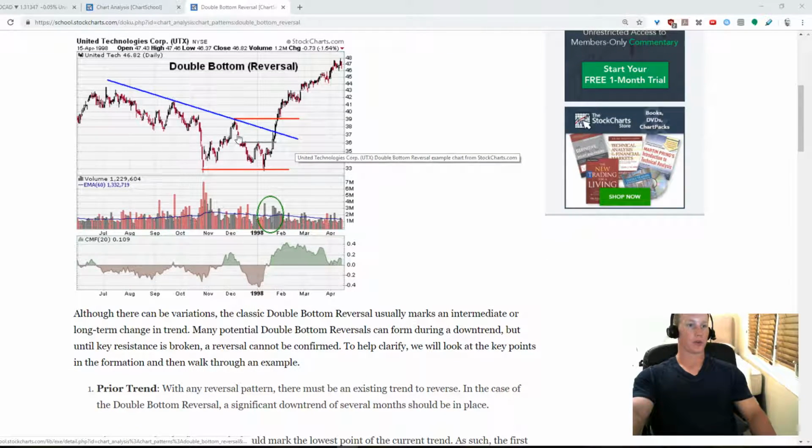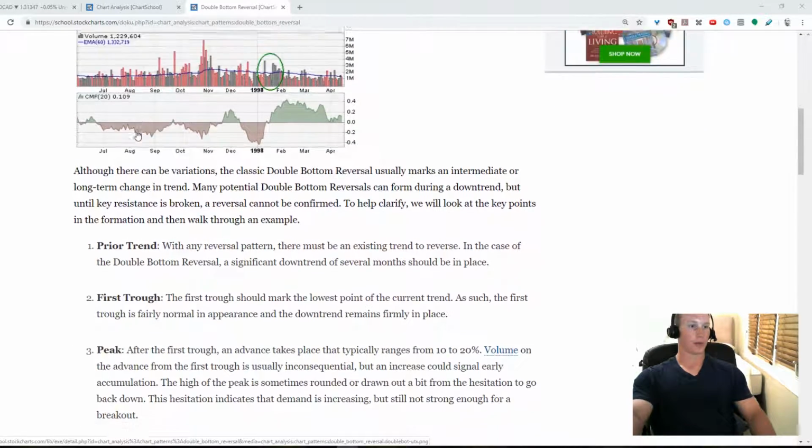So here we have an image of a double bottom reversal. You see the first test down here, you get the trough, and then you have another test down here. And one bottom, second bottom, double bottom.